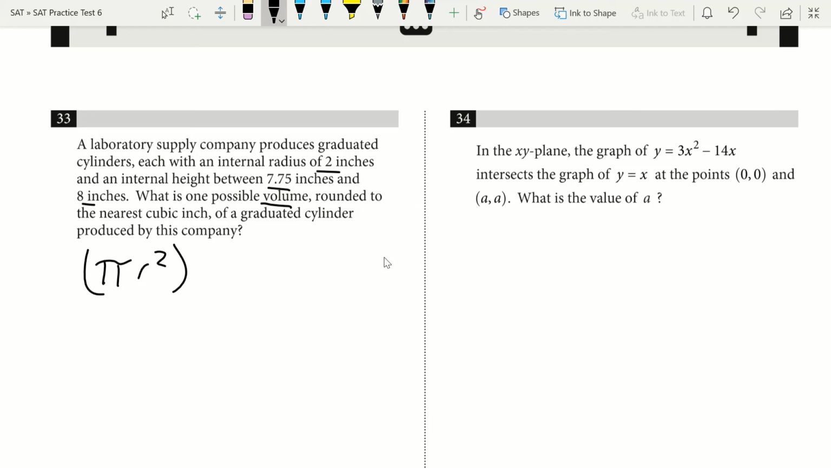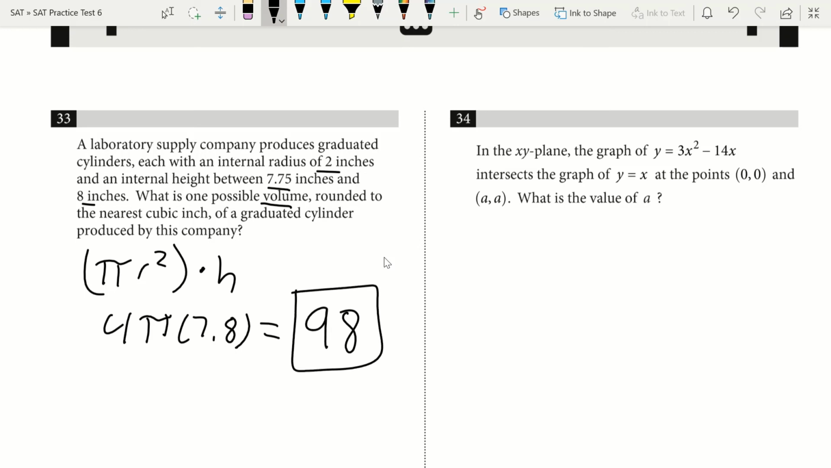All right, equation for volume of a cylinder like that, it's going to be pi r squared times our height. So our radius is 2. 2 squared is 4, so we're going to have 4 pi times our height. We can pick a height anywhere between these. I'm going to pick 7.8. So I'm going to have times 7.8. All right, and we're told to round to the nearest cubic inch. So I plug that into my calculator real quick. We got 4 times pi times 7.8, and that's going to give me 98.01. I round to the nearest inch. 98 will be my answer.